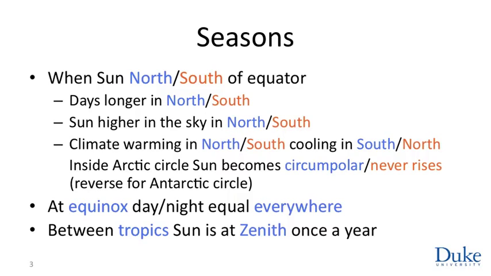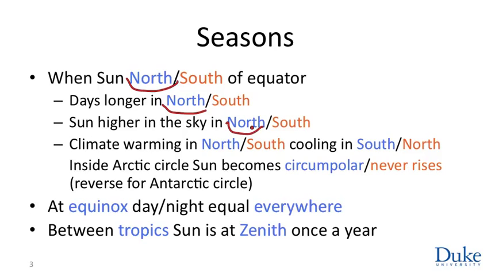Between March 21st and September 21st, the sun is north of the celestial equator, increasingly so until June, and then decreasingly so from June through September. And then from September through March, the sun is south of the equator, increasingly so until December, and then decreasing from December through March. When the sun is to the north of the equator, then days are longer in the northern hemisphere, and the sun is higher in the sky in the northern hemisphere because its declination is closer to the declination of your zenith if you're in the northern hemisphere.